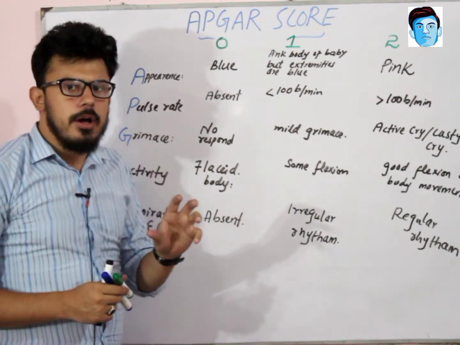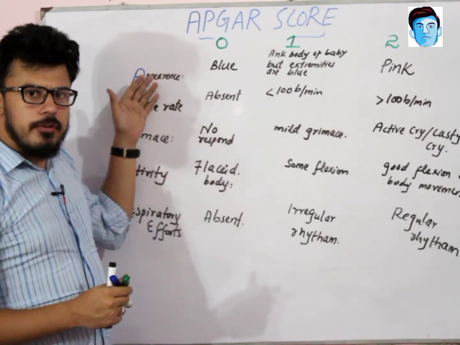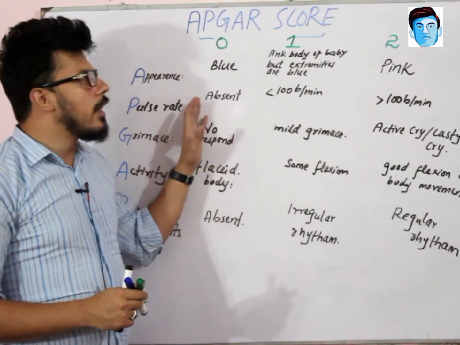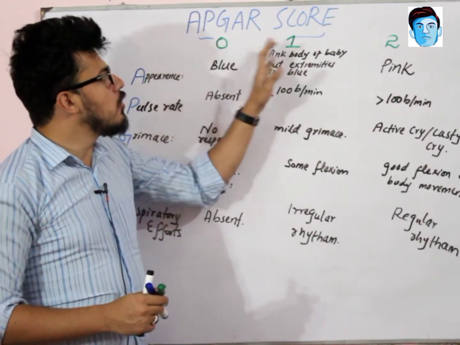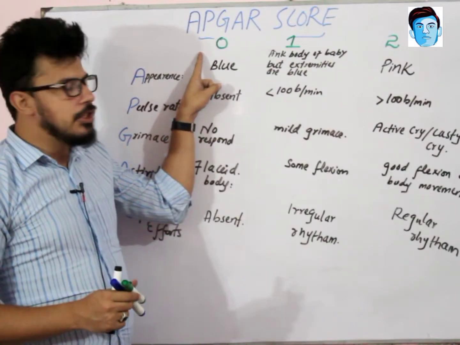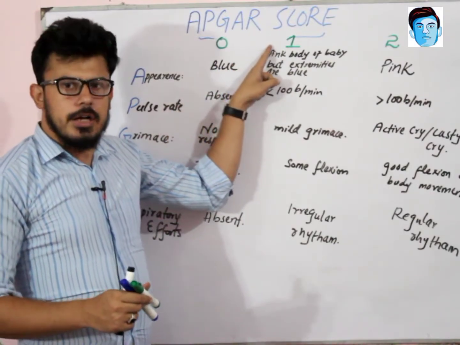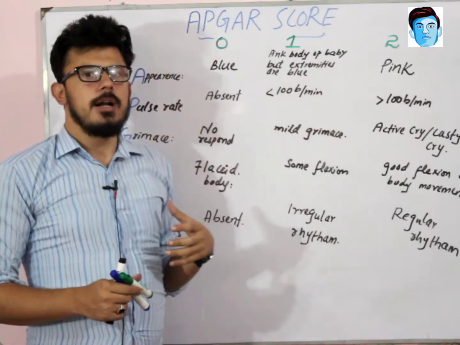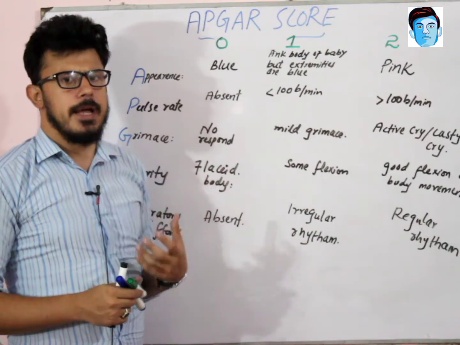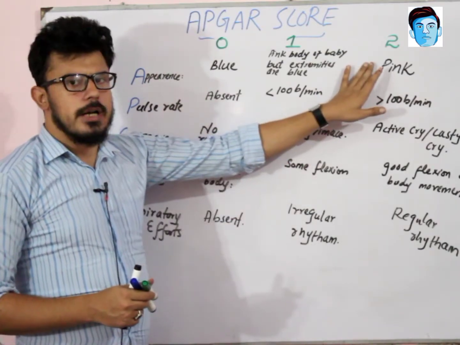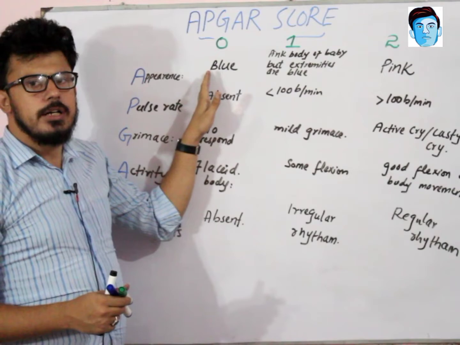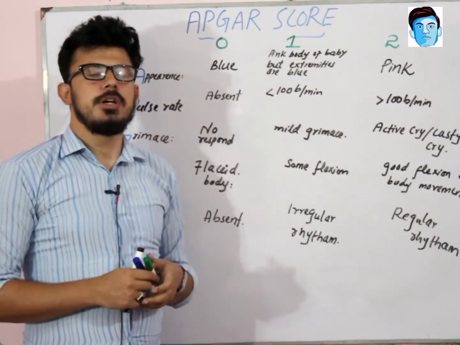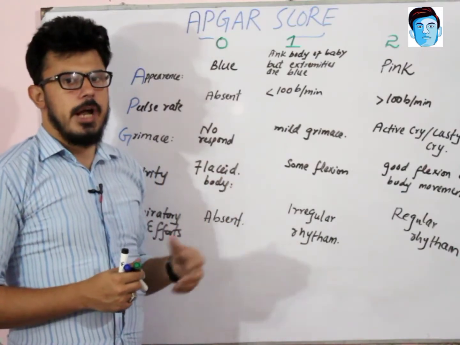If a condition is good related to different components, we will be dividing those by giving numbering, that is 0, 1, 2. While 0 will show us a worst condition, 1 will show us an intermediate condition, while 2 will show us the best condition. So if the child has a pink appearance, that will be showing the good condition. If there is blue condition, it will show us a worse condition. And if the body is pink and the extremities are blue, that will be the intermediate condition.